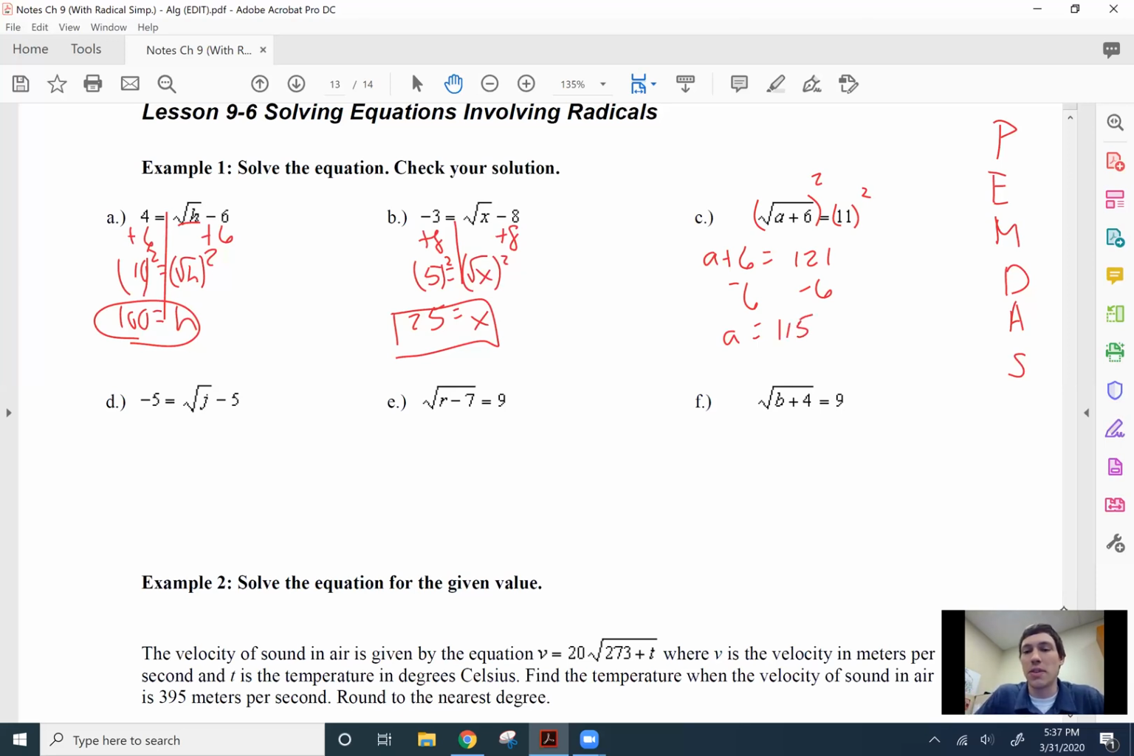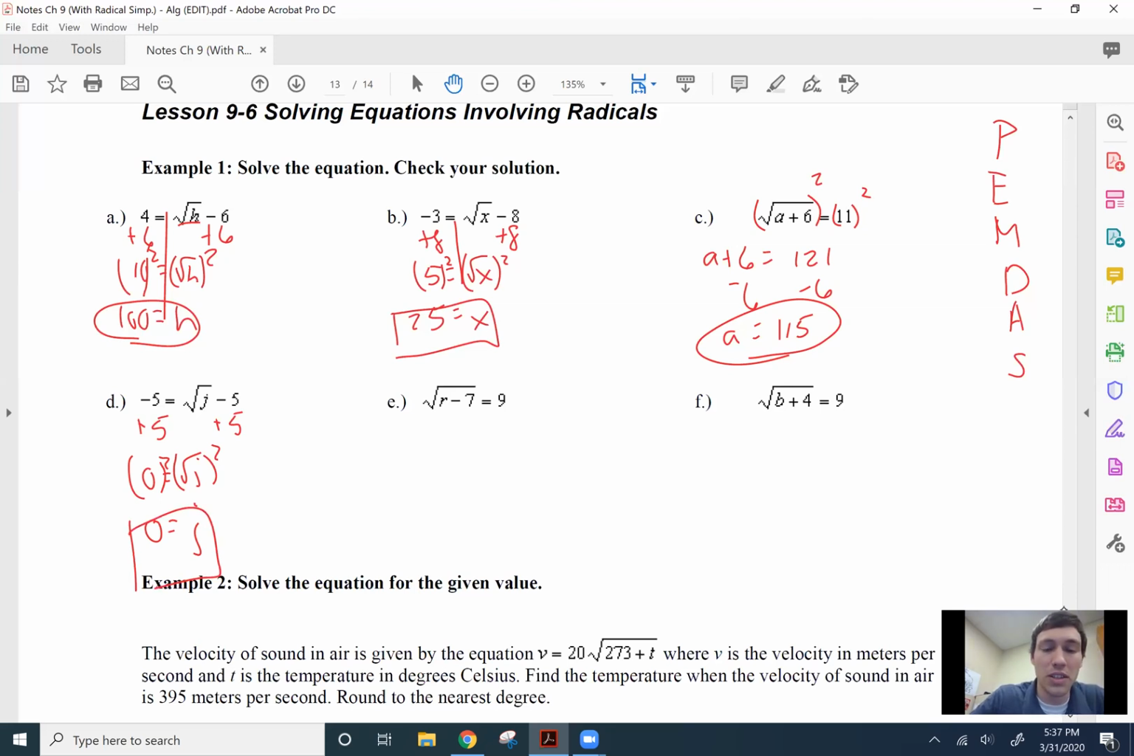And we can check that. If I take 115 plus 6, I get 121. Square root of 121 is, in fact, 11. Bang. It works. Let's do another one. It's being subtracted, so I add 5. Negative 5 plus 5 is 0. When I square 0, 0 squared is just 0. So j equals 0. Square root of 0 is 0. Minus 5 is negative 5. It works. J equals 0.